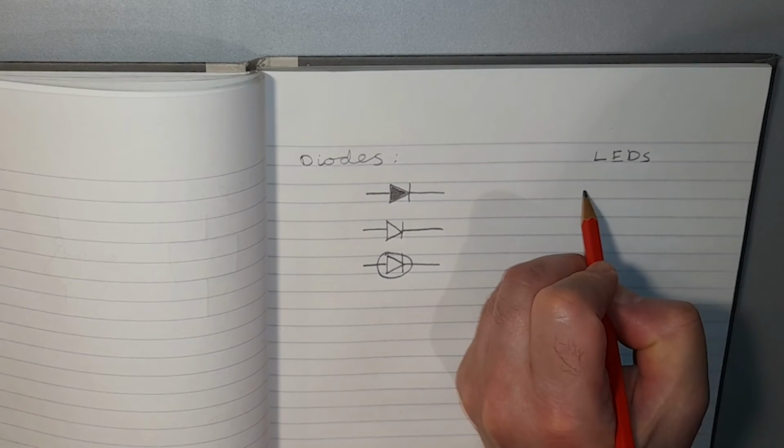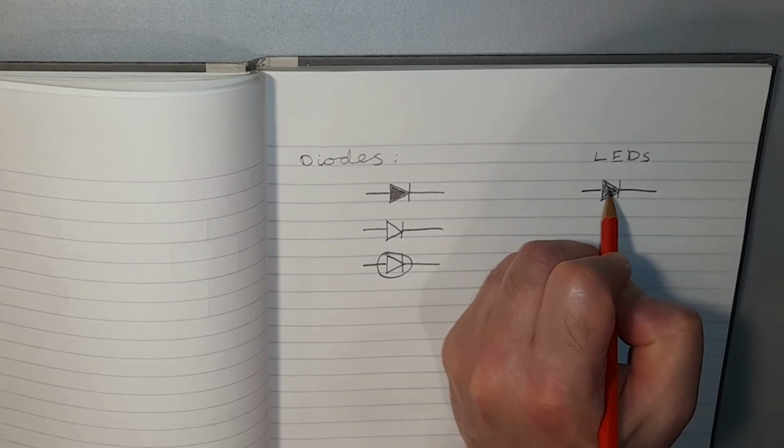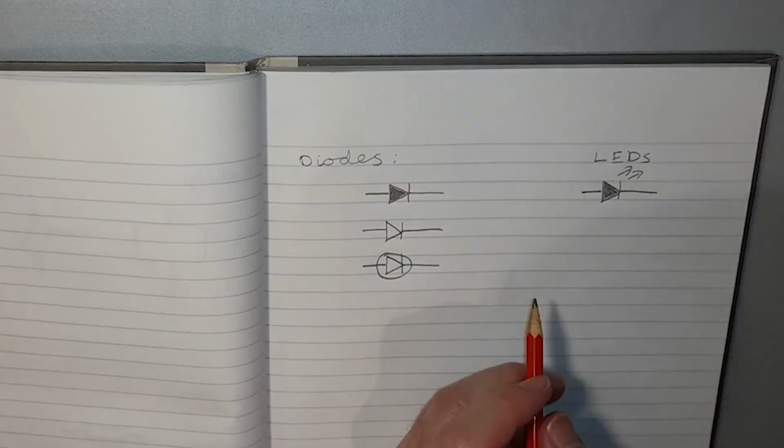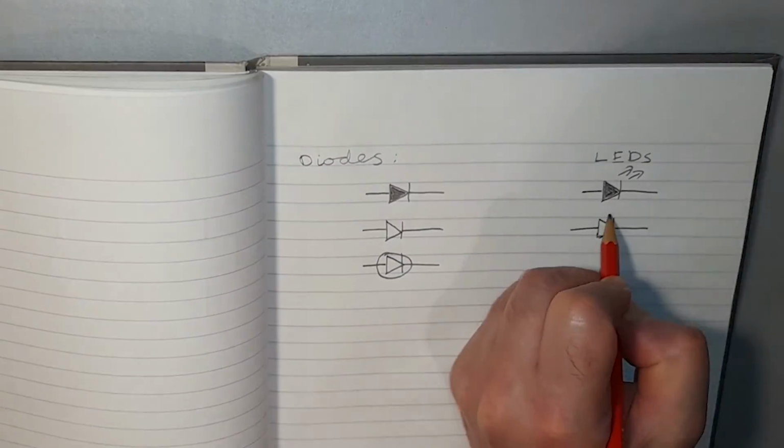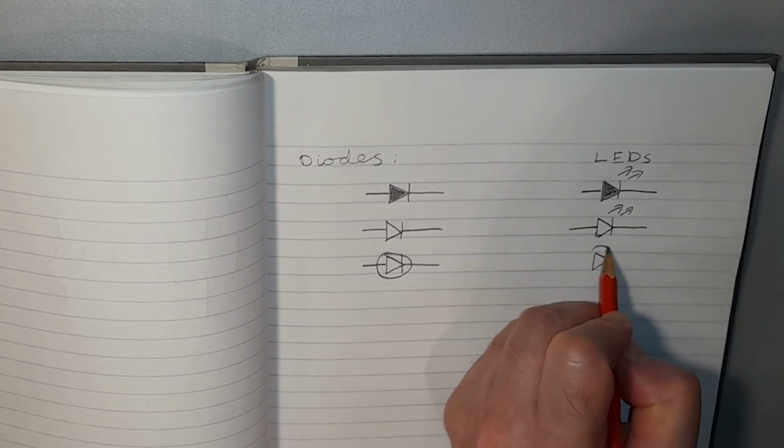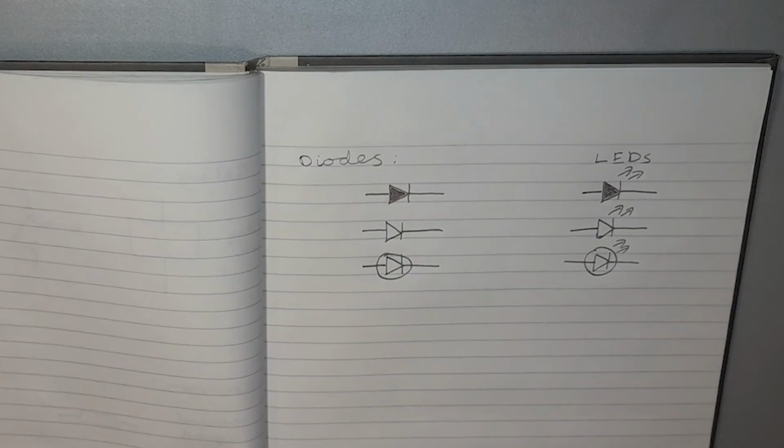Similarly for light-emitting diodes, or LEDs. You can tell the difference between ordinary diodes and light-emitting diodes by the two little arrows on LED symbols.